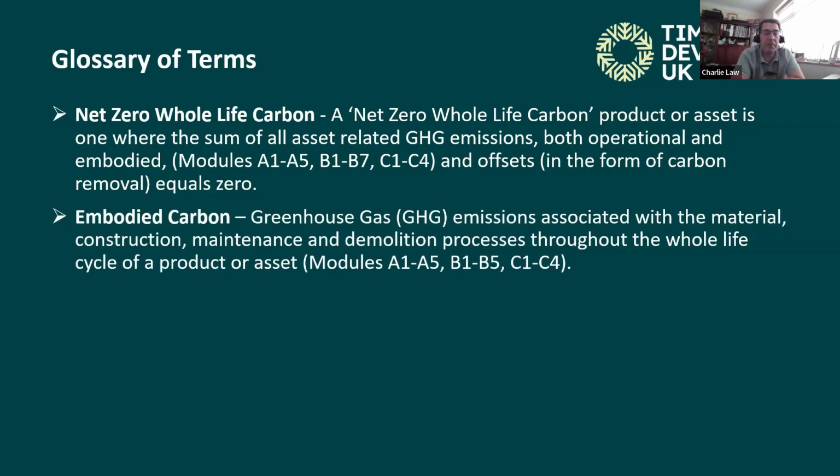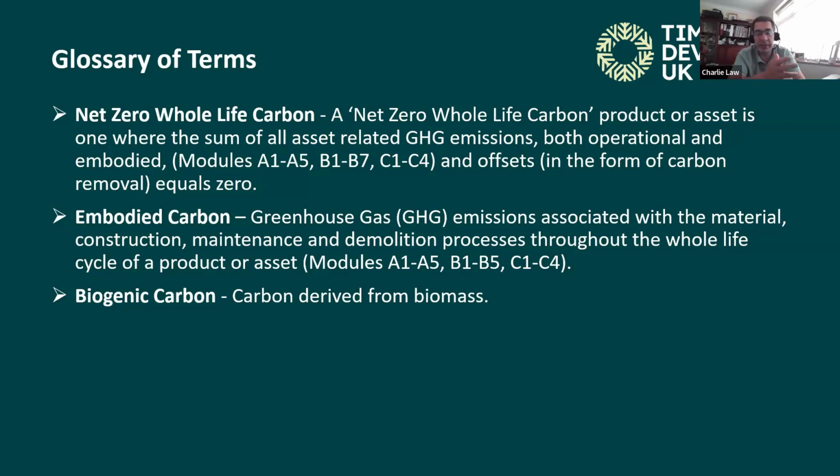When we talk about embodied carbon, it's basically greenhouse gas emissions associated with the material, construction, maintenance, and demolition processes throughout the whole life cycle of the product or asset. So again, looking at those modules, we're looking at A1 to 5, B1 to 5, and C1 to 4 in that situation. So obviously not the operational carbon we talked about, which is B6 and 7. And we talk about biogenic carbon quite a bit as well. That's carbon derived from biomass, so that could be trees, but could include other grown material like bamboo, hemp, those types of product that we might see used in construction.